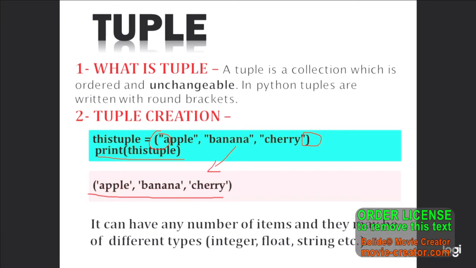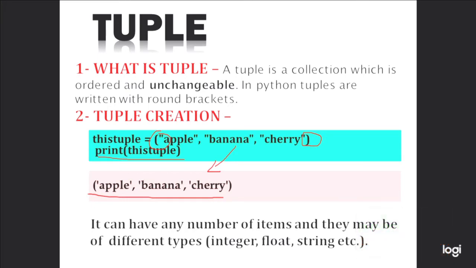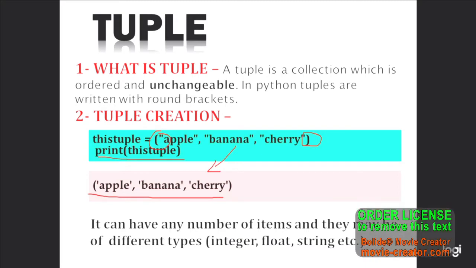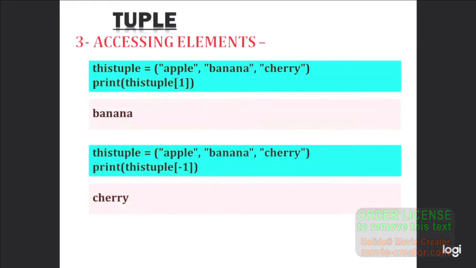Remember here you can use all types of data items like integer, float and string, as you used in list also. Now let me show how to access the tuple items according to the index number. You can access tuple items according to the specified index number.